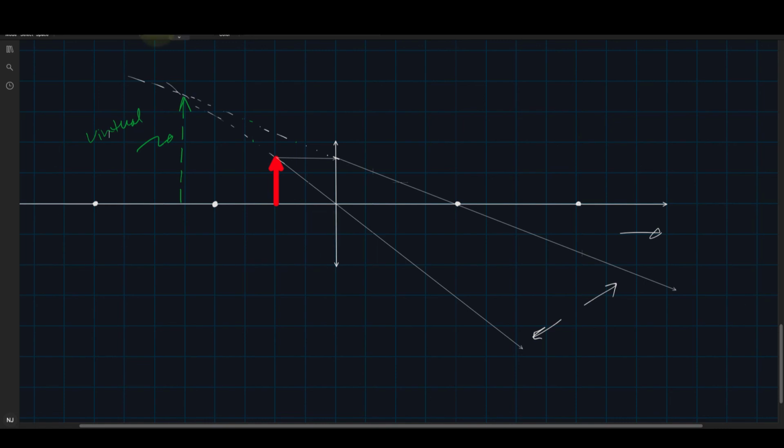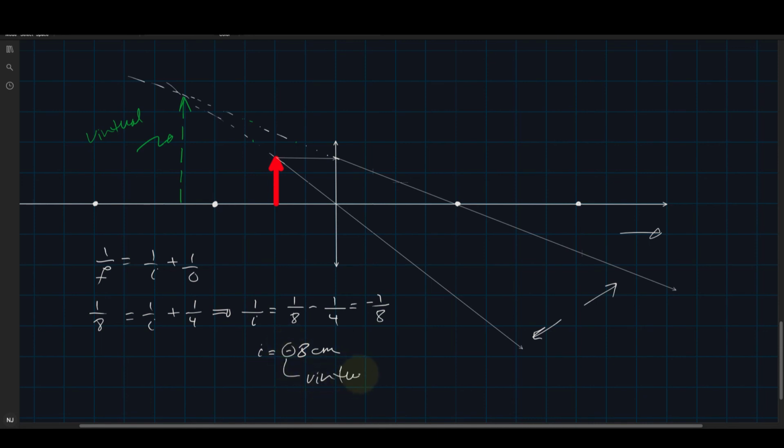Now let's use the equations we have. 1 over f equals 1 over i plus 1 over o. 1 over 8 is equal to 1 over i plus 1 over o, and o is at 4 centimeters. So 1 over i is equal to 1 over 8 minus 1 over 4. This is 2 over 8, this is 1 over 8. 1 minus 2 is minus 1 over 8. So i is equal to minus 8 centimeters. This minus here means that the image is virtual.